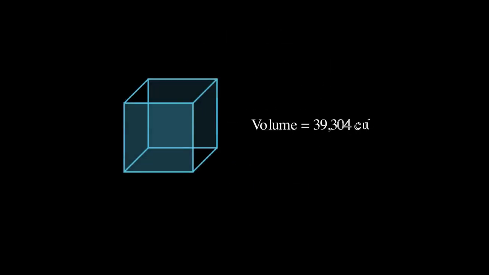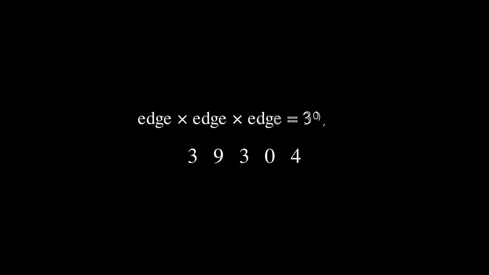A cube-shaped water tank holds 39,304 cubic feet of water. Estimate how many digits the edge length has using triple grouping, then find the exact edge length. Since this is a cube, we need the number that multiplied by itself twice more gives this volume.